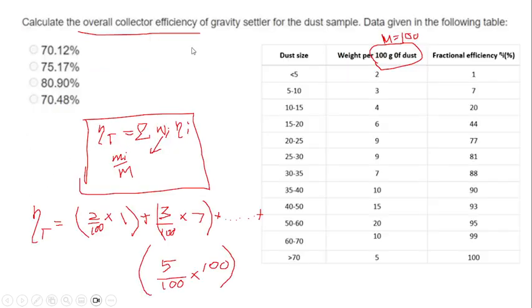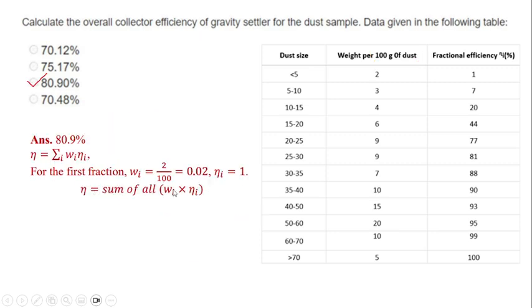And finally, we have seen the gravity settling efficiency. The total efficiency is calculated with the help of individual fractional efficiency. The formula is the sum of all weight fraction into individual fractional efficiency. So this is the formula to calculate the total collector efficiency.